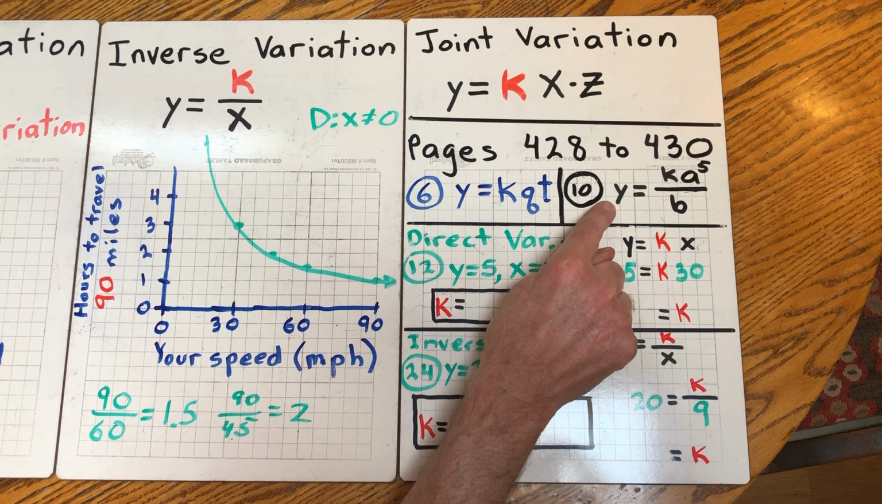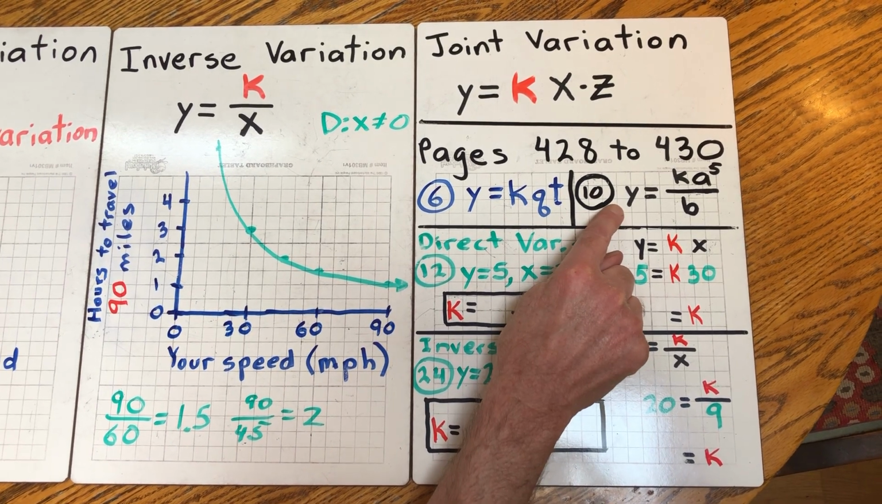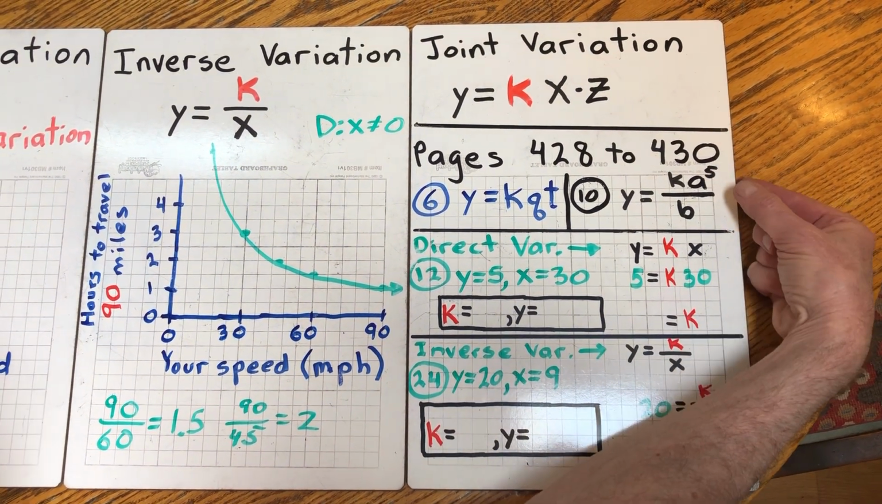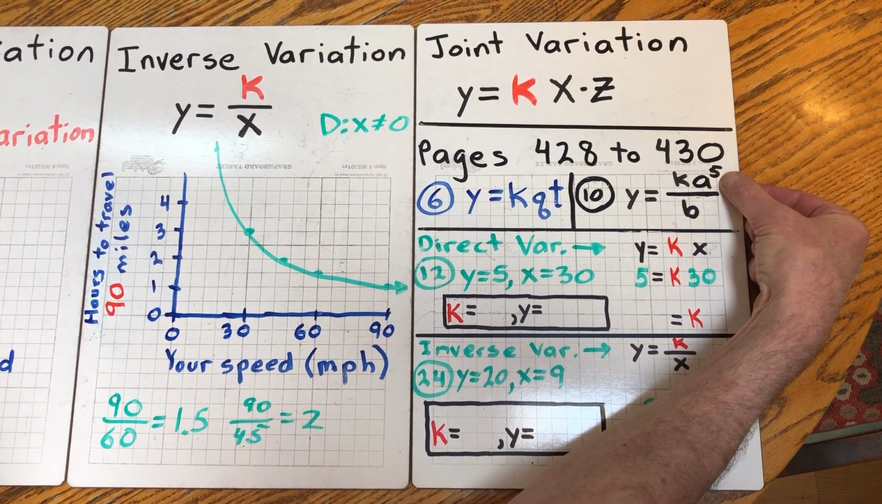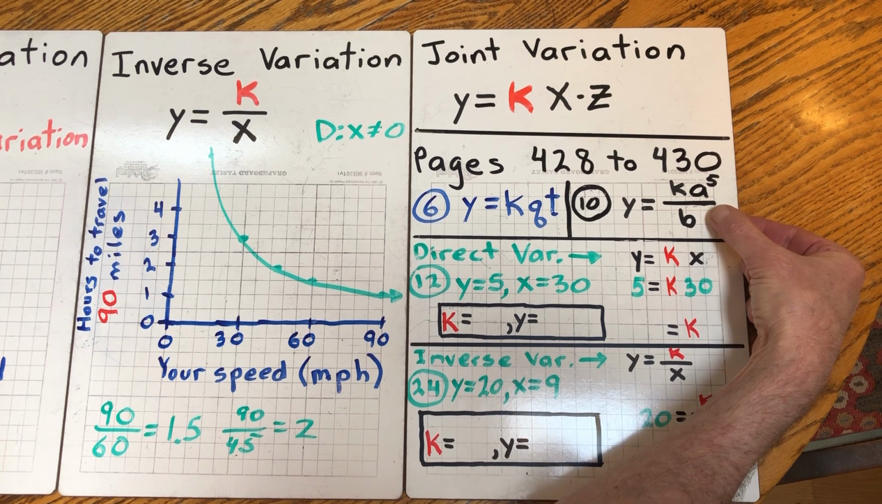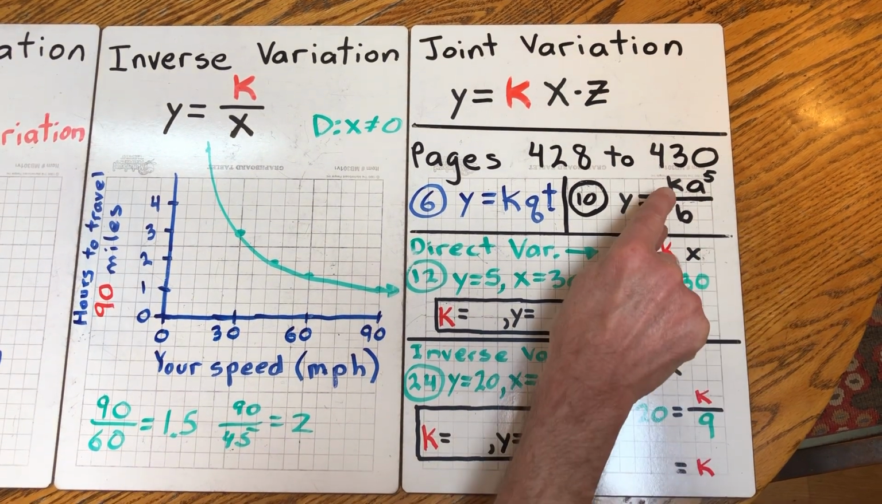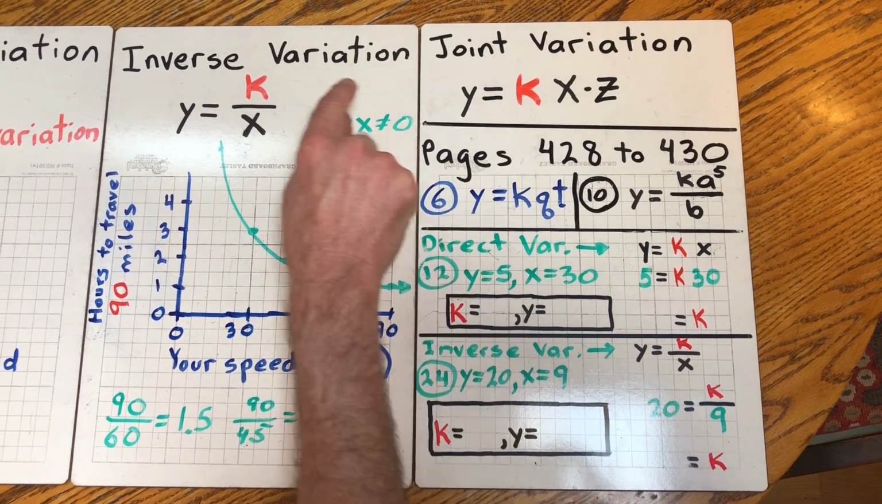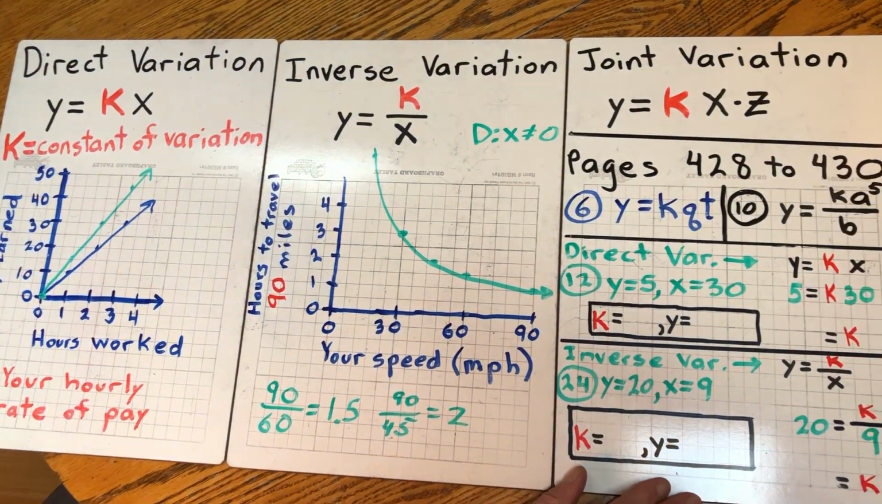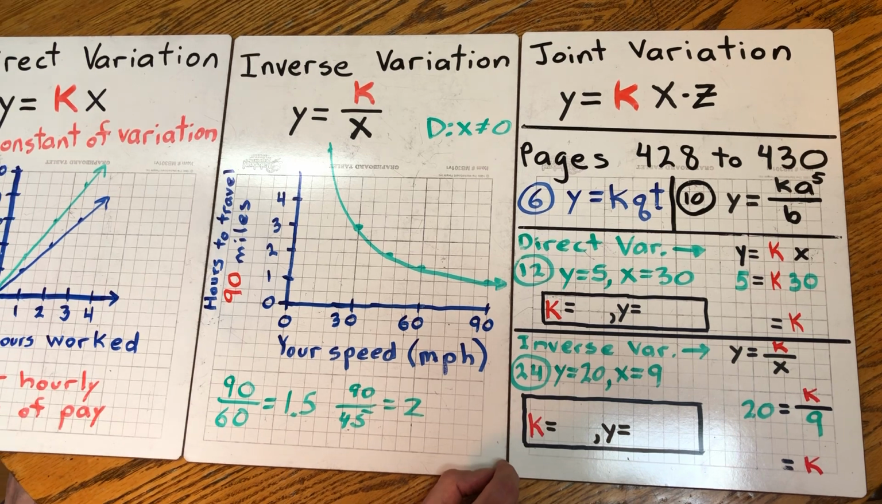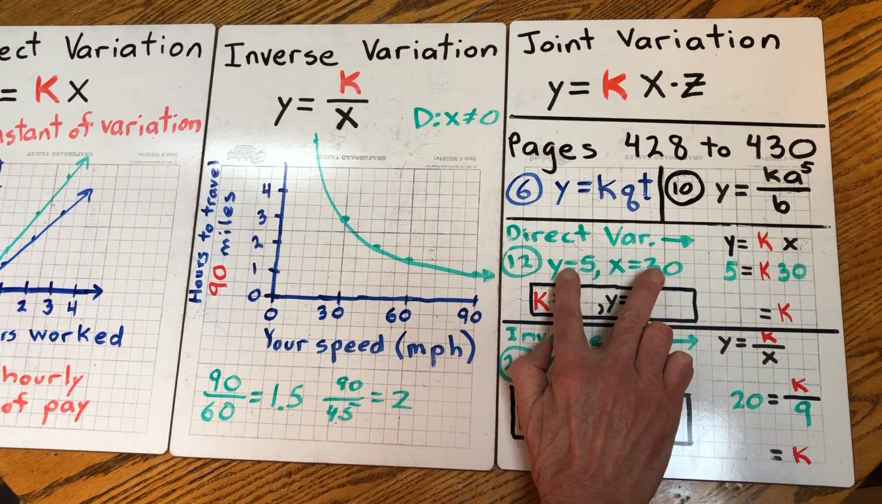In problem 10, it would say that y varies directly as a to the power of 5, so that goes up top, and inversely as b, so b goes on the bottom. The constant always goes up top. Now they'll have some other problems, of course. Sometimes they will give you 2 values.